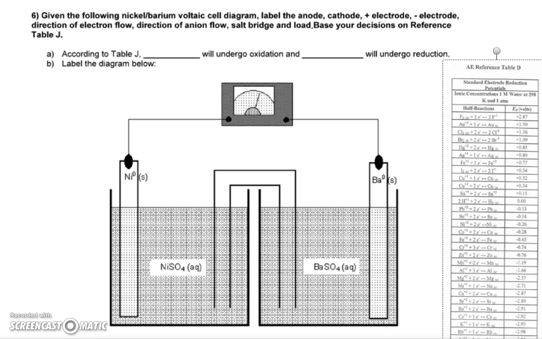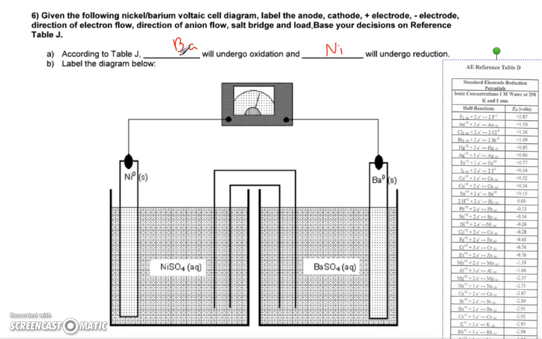Reference table J helps us determine whether nickel or barium is going to be oxidized. And since you see that barium is higher on table J than nickel, we know that barium will undergo oxidation and nickel will undergo reduction. So what we need to do is label this diagram below.